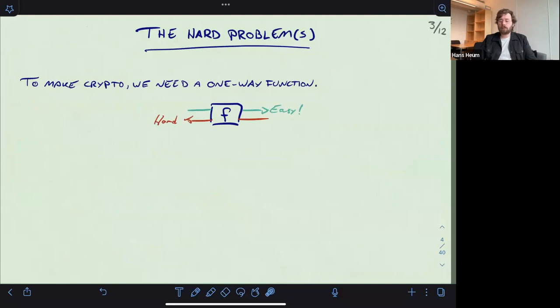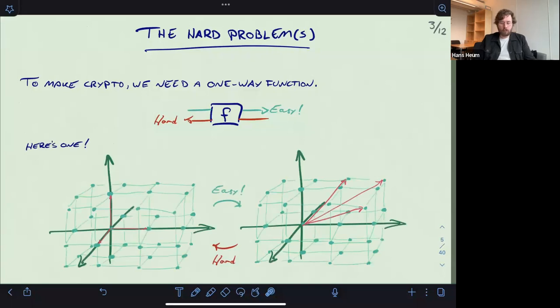But first off, the hard problem. In order to make public key cryptography, I should say, asymmetric cryptography, we need what we call a one-way function, something that is easy to compute in one direction and hard to compute in the opposite direction. And here is an example of a one-way function.